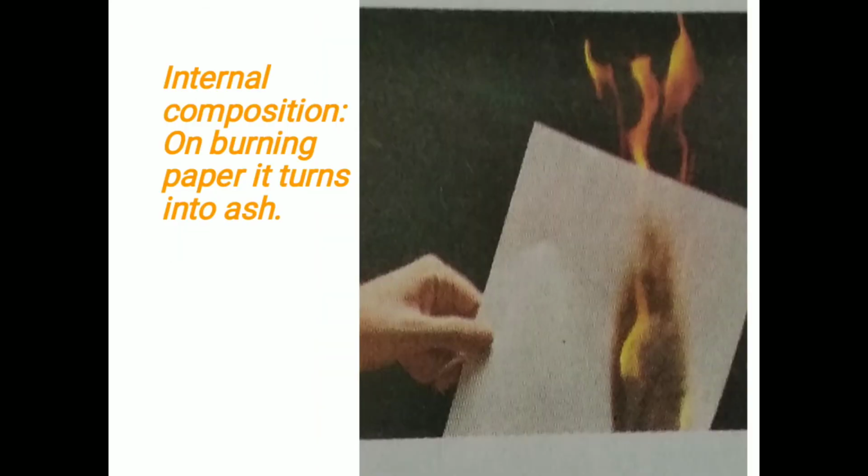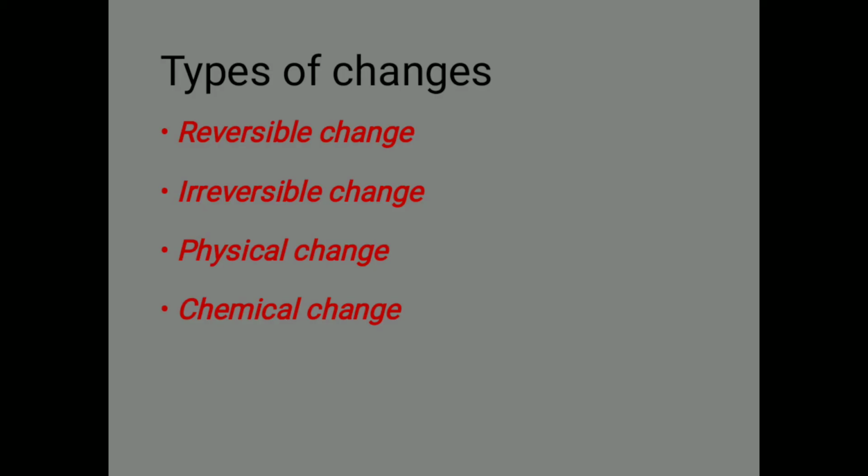And the internal composition of an object also gets changed due to a change in chemical composition. For example, on burning, paper turns into ash. Now, here we discuss types of changes. There are many types of changes, but here we will discuss only four types. First is reversible change, second is irreversible change, third is physical change, and fourth is chemical change.